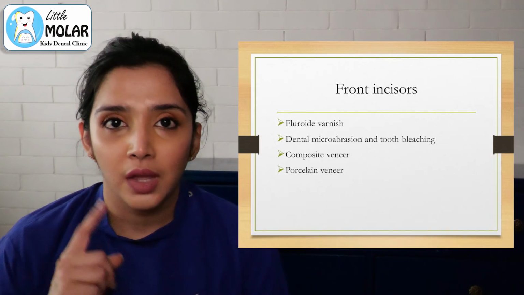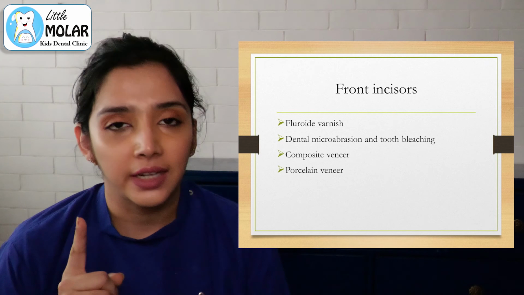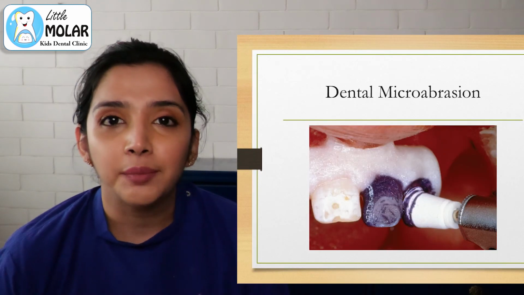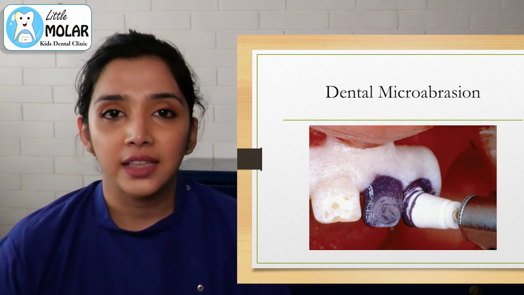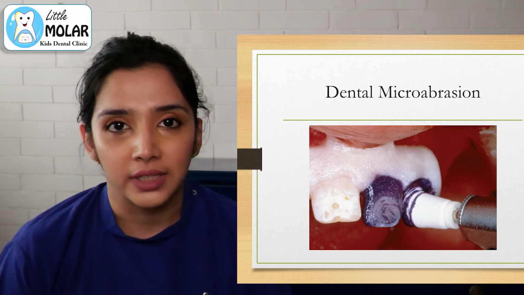For front incisors, we have three main options. One, microabrasion and dental bleaching. Here, the enamel is abraded and polished to remove the surface irregularities, and then we bleach the tooth to mask the chalkiness.